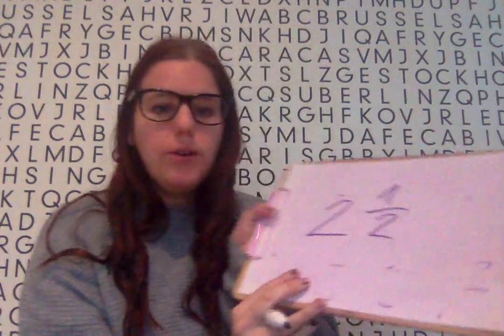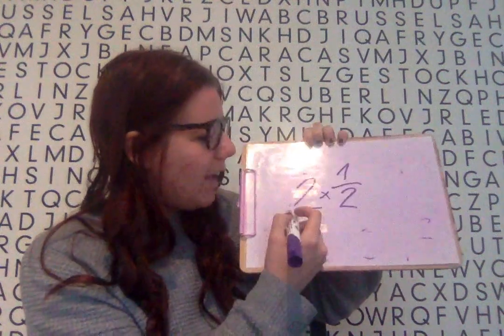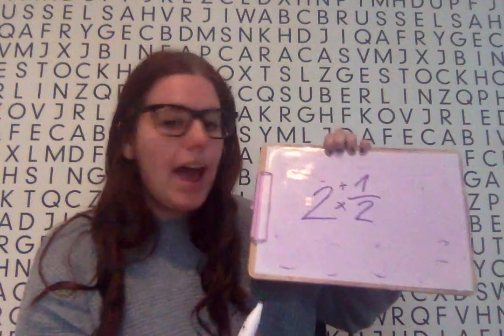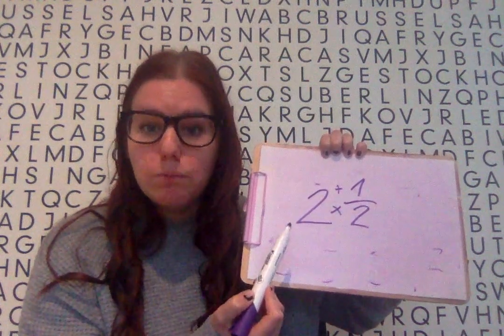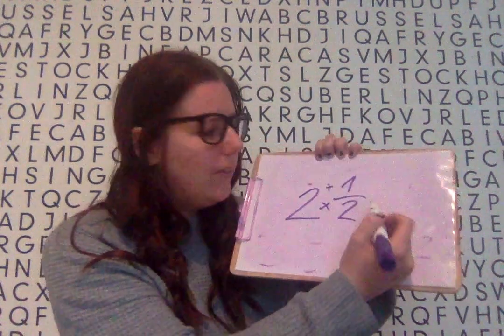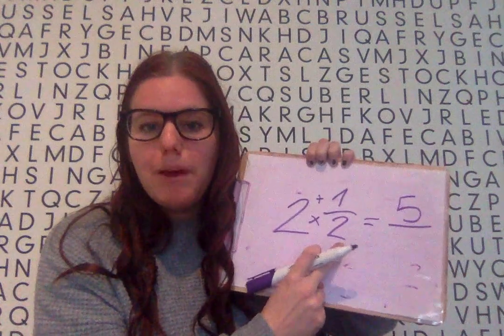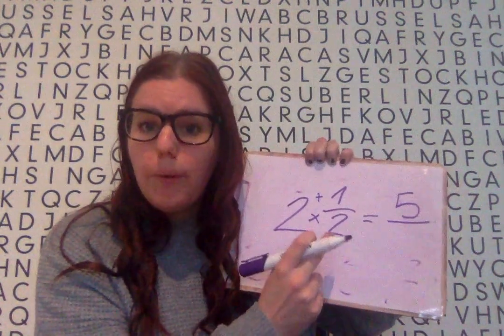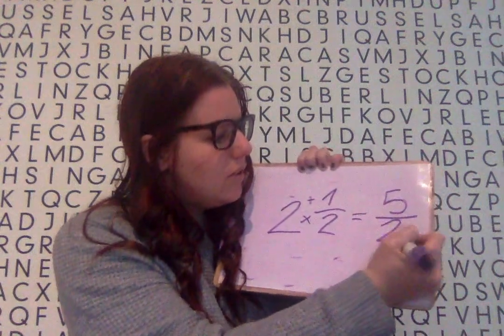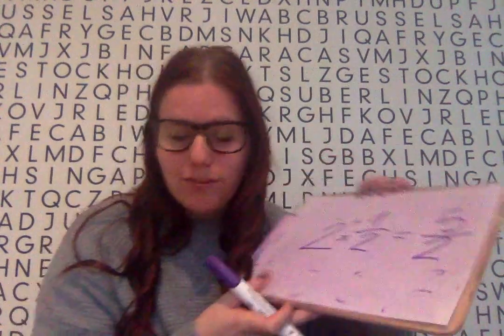There's one trick that is even quicker. We're going to look at 2 and 1/2 again. What you can do is multiply 2 times 2 and then add 1. So 2 times 2 is 4, plus 1 is 5. So I would have 5 as my top number. And remember, my denominator will always stay the same, so I would have 5 halves.